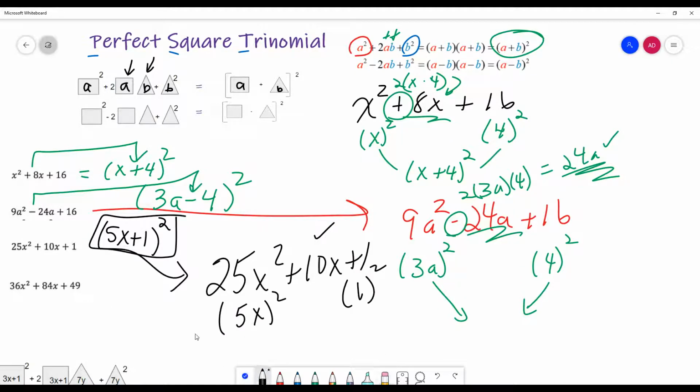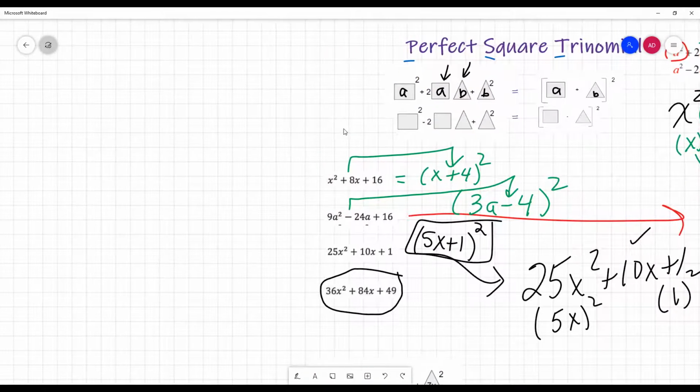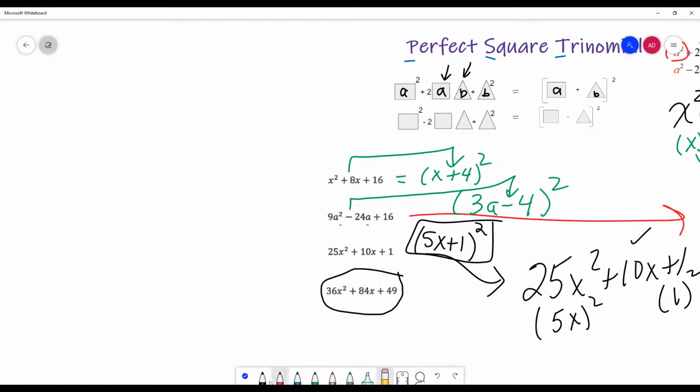Well, now I want you to try this one. 36x squared plus 84x plus 49. And see if you can get that one. All right, I'm going to slide the board over so maybe I can try this out ourselves. All right, so I'm going to pause. All right, and then when you come back, I'm hoping you get it factored.